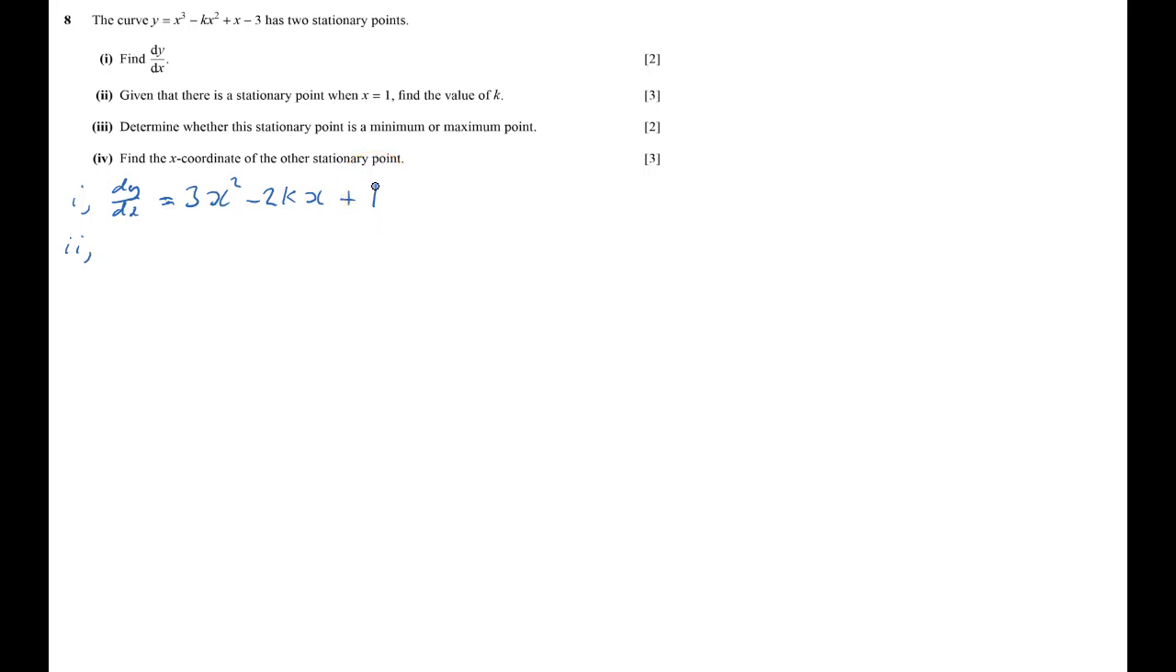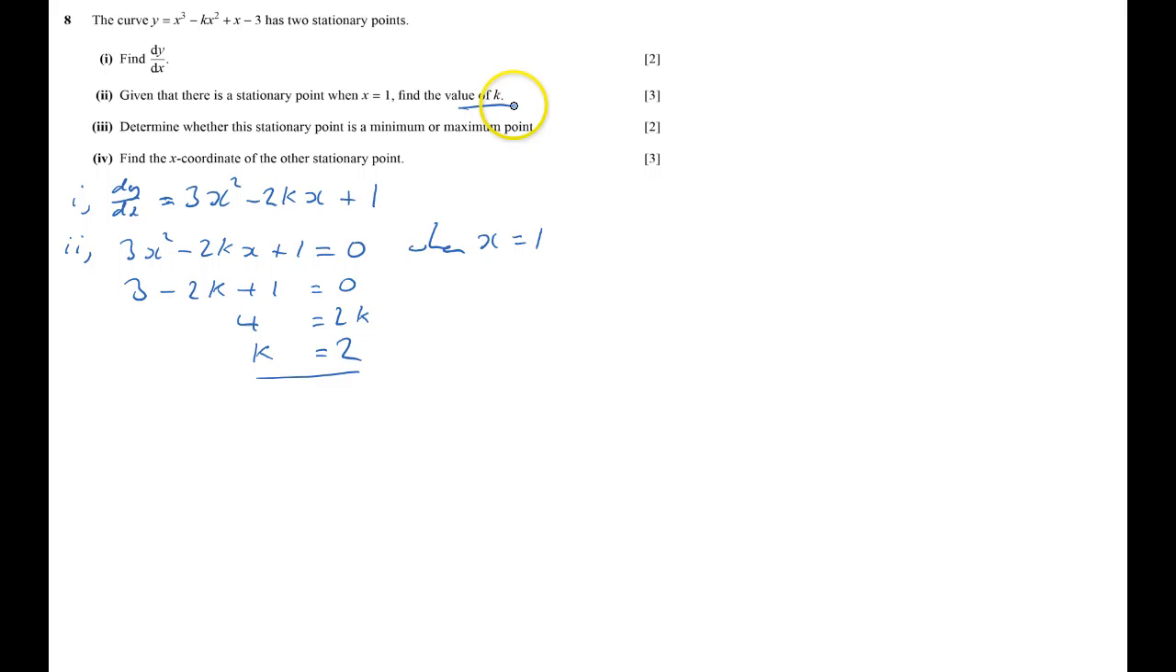Given there's a stationary point when x equals 1, that's telling me that dy by dx is 0. Therefore, 3x squared minus 2kx plus 1 equals 0 when x equals 1. So that would be 3 times 1 minus 2k times 1 plus 1 equals 0. Add 2k to both sides: 4 equals 2k, so k equals 2. So I have found the value of k.